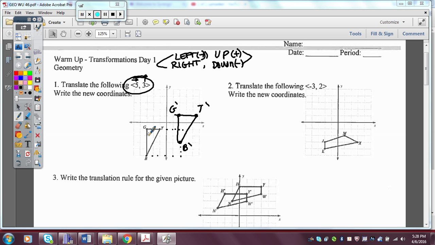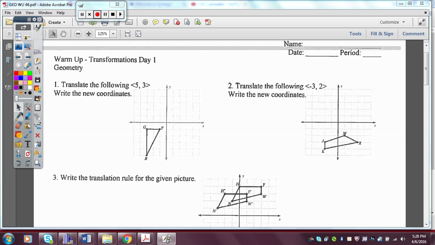Okay? So if you look at number 2, since this value is negative, you're going to the left, and since this value is positive, you're going up. So you would do the exact same thing on this problem. I am not going over this problem, but if you do need to go over it, you can go over it as a class. Okay?